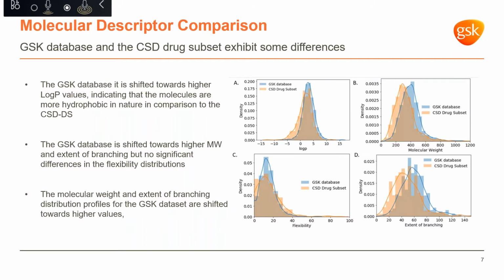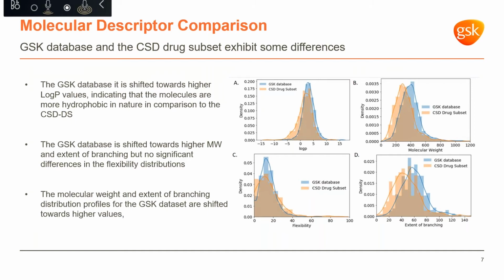Flexibility is the number of rotatable bonds divided by the total number of bonds, which is the rotatable bond percentage for each database. And branching is the number of walks of order 2 that start and end at the same atom, which is an indication of how much branching there is within a molecule. We can see that the molecular weight and the extent of branching profiles for the GSK dataset are shifted towards higher values, which might contribute to the decreased values of the packing coefficient distribution.